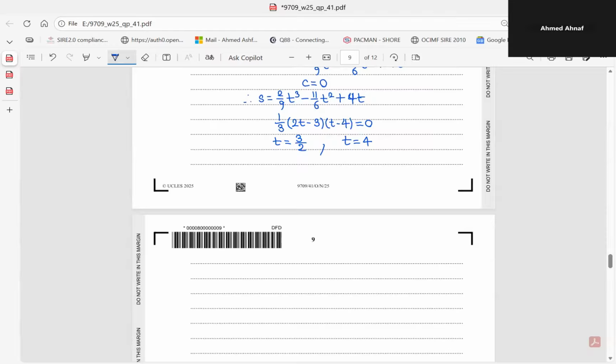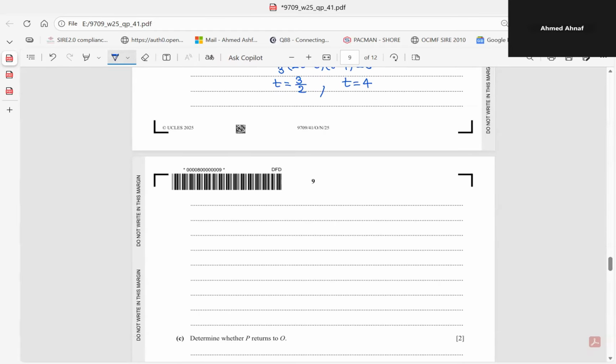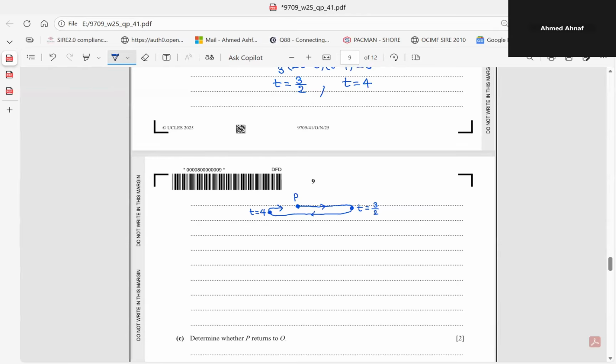So now we're going to roughly sketch out the path. So this is our initial point at t equals 0. And let's say it moves here. And this is the first inflection point at t equals 3/2. And then, I don't know, travels for a while. And then this is, let's say, at t equals 4. And then it goes back. So this is the rough path of P.